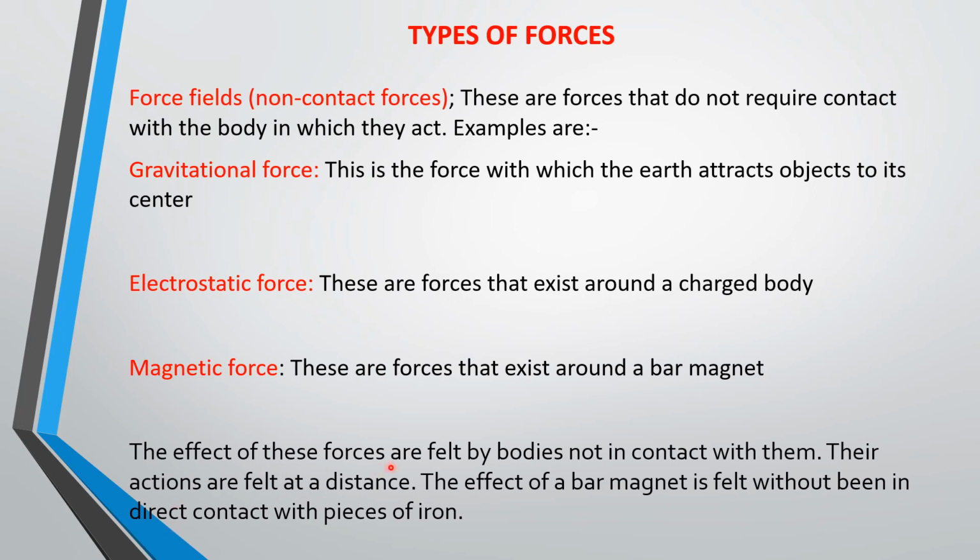So the effects of these forces are felt by bodies not in contact with them. Their actions are felt at a distance. Just like I've said, the effect of a bar magnet is felt without being in contact with a piece of iron. So these are examples of forces. We talk about contact forces and non-contact forces. Then under non-contact forces, we talk about force fields. So these are causes of motion. These forces are what cause motion in bodies.